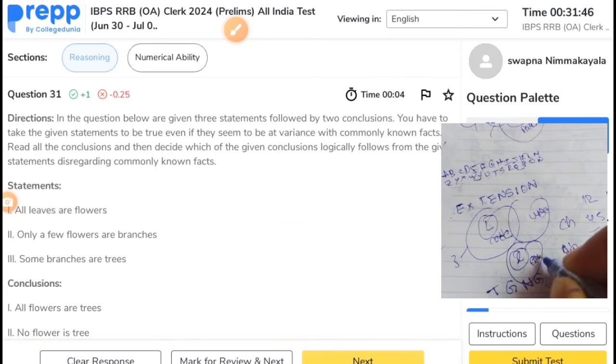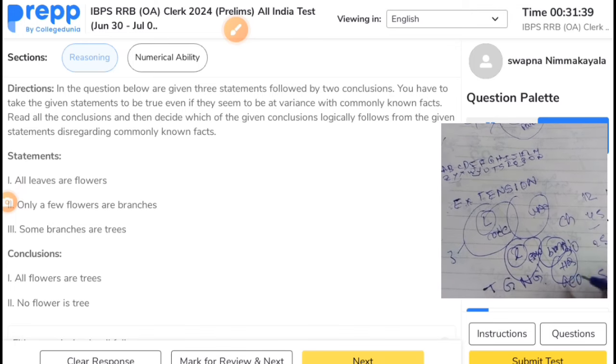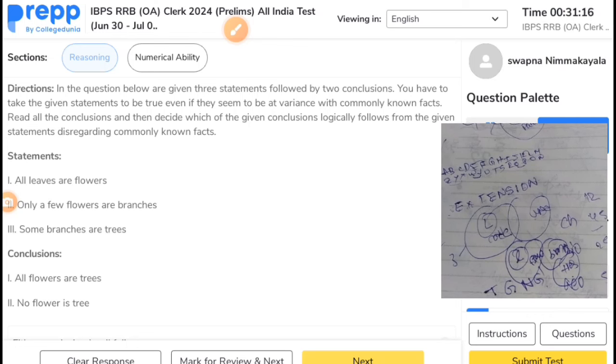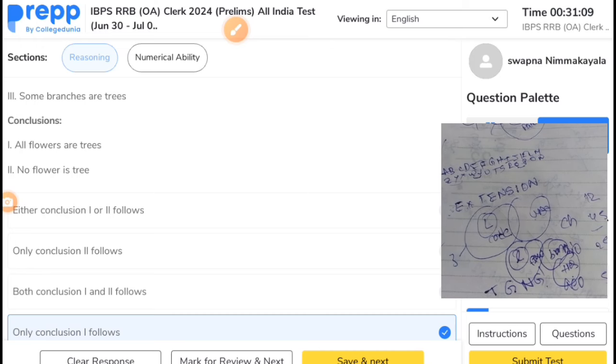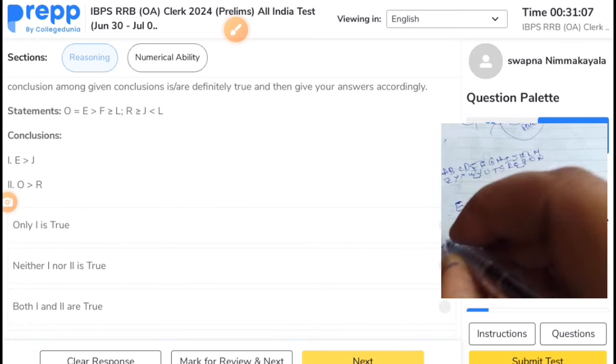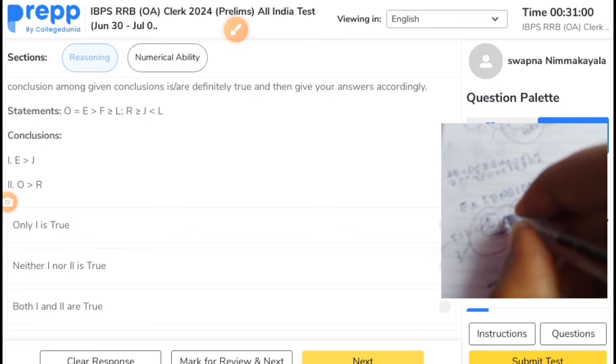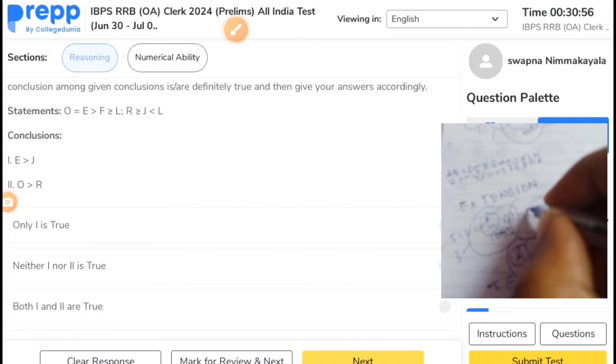All leaves flowers. Leaf few flowers branches. Some branches trees. All flower trees. So I think one. E is greater than L. Only one is true.